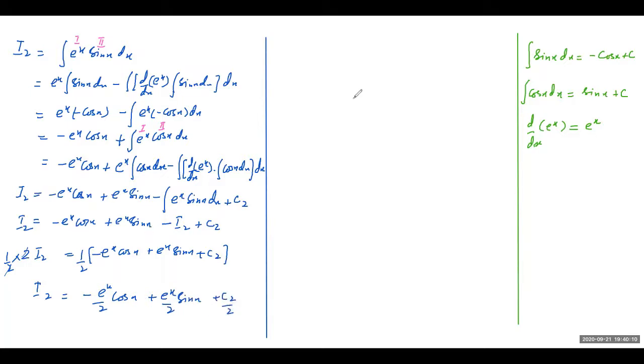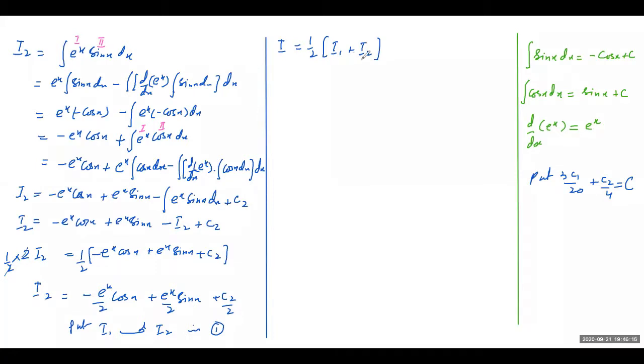Now we are going to put both these values of I1 and I2 in I, in result number 1. Result number 1 was I is equal to 1 by 2 into I1 plus I2. This is our result number 1. We are going to put the values of I1 and I2 in it. Let's put the value of I1 and I2.